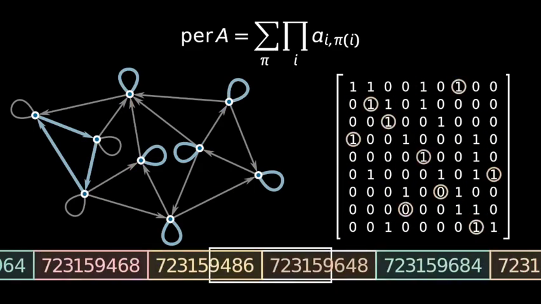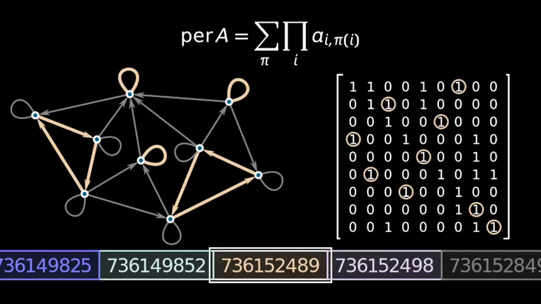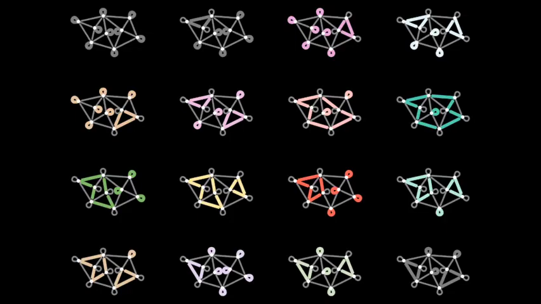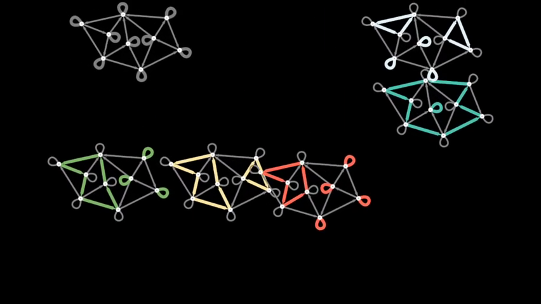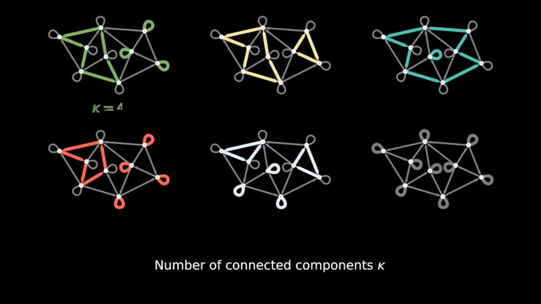So, the 16 permutations that actually contribute to the permanent each correspond to a cycle cover. Here's all of them, and let's focus our attention on just 6. Each cycle cover consists of a number of disjoint cycles, or components. Let's denote this number by kappa.